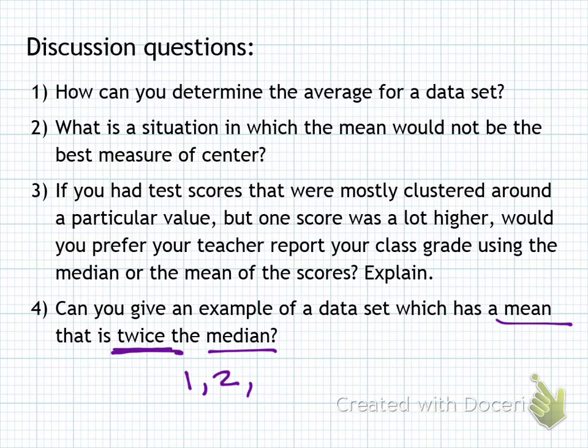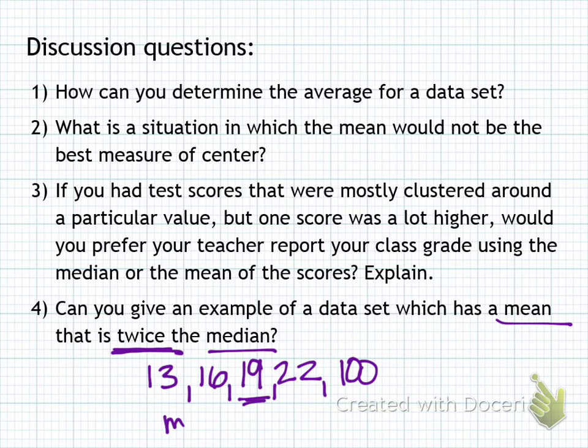Another example that one of the students gave was this: 13, 16, 19, 22, 100. If you look at this, the median is 19. And if I add those up, I get 170, and dividing by 5, that's 34. So she got pretty close here, actually, to doubling the median for the mean.